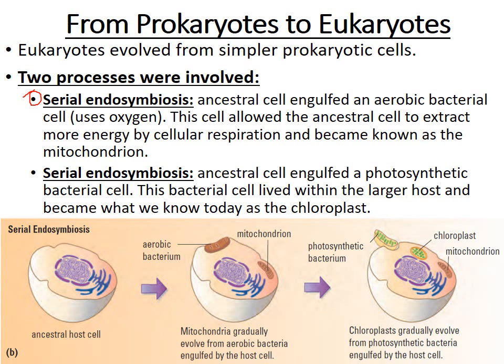And so serial endosymbiosis works something like this. Here we have our ancestral host cell. This is a cell formed by that infolding of the plasma membrane. And over here we have an aerobic bacterial cell. This aerobic bacterial cell is a bacterium. And we call it aerobic because it can use oxygen to extract energy from molecules in the environment through the process of cellular respiration, or at least a process similar to cellular respiration.